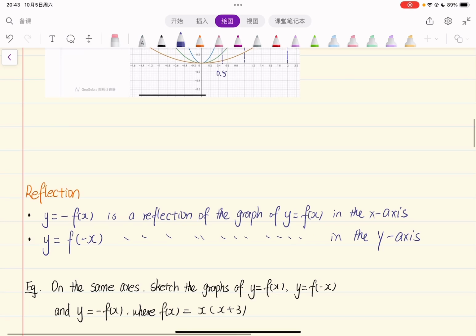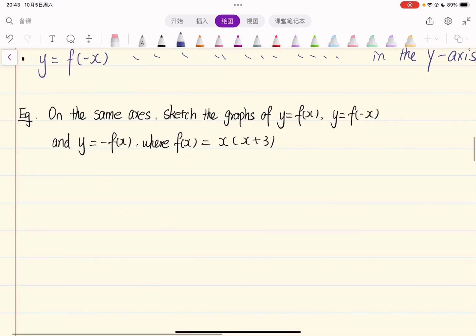We can do an example. On the same axis, sketch the graphs of y equals f(x), y equals f(minus x), and y equals minus f(x), where f(x) equals x times (x plus 3). That is a quadratic function. We have the roots of the function: if f(x) equals 0, we have x equals 0 and x equals minus 3. That means the curve crosses the x-axis at 0 and minus 3.